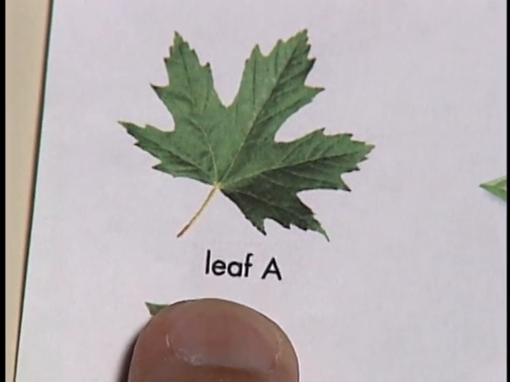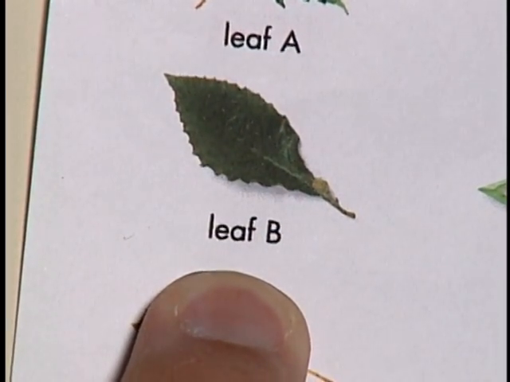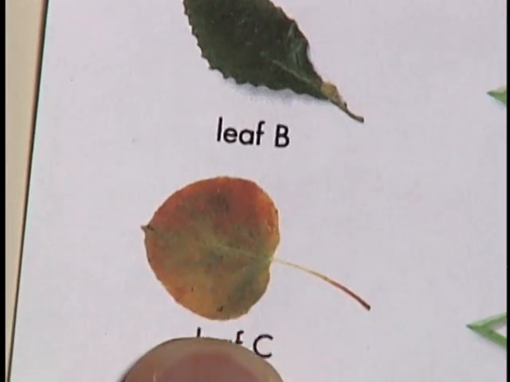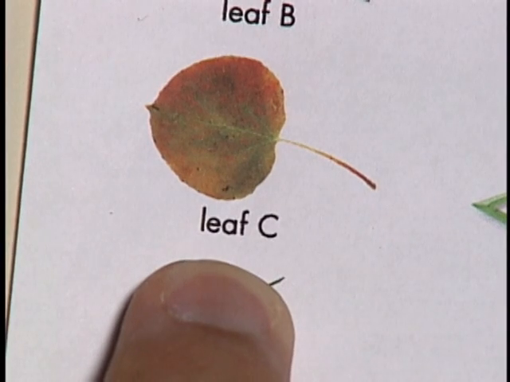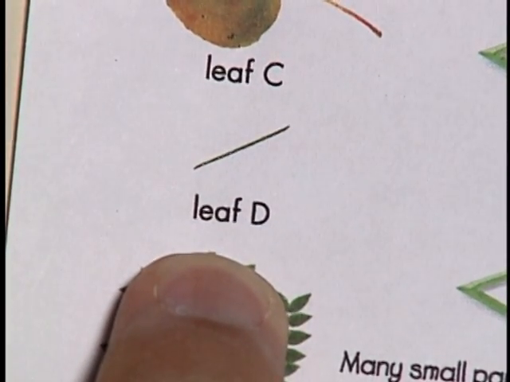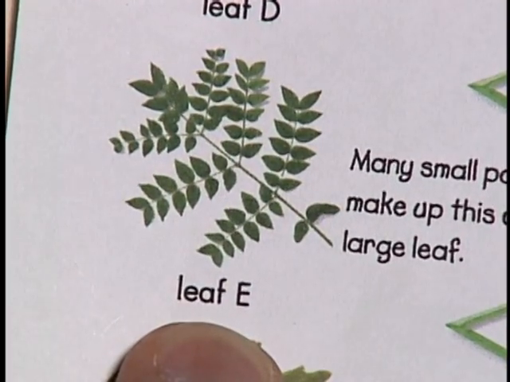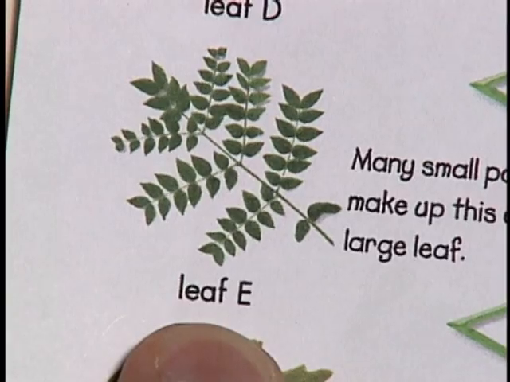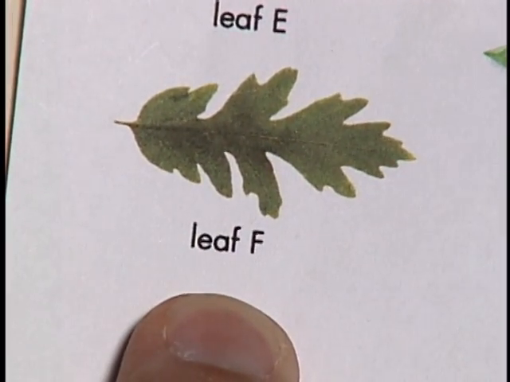Leaf A is a maple leaf. Leaf B is a beech leaf. Leaf C is an aspen leaf. Leaf D is from a pine tree. Leaf E is from a Kentucky coffee tree. And leaf F is from a bur oak tree.